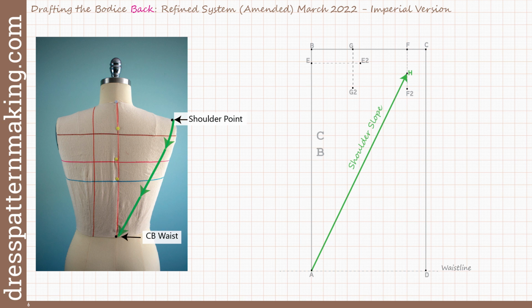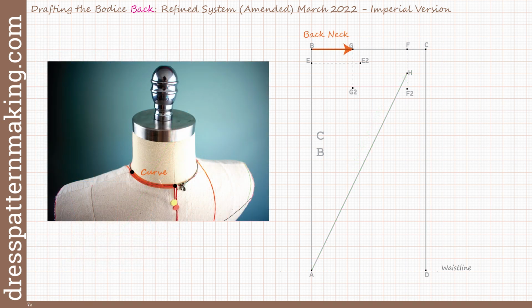Now, a few slides back, we marked the back neck measurement from B to G. Now, the issue is that we've taken the measurement of a curve, and if you look at DD on the left, the curve is from the centre back neck to the high neck point, and we're plotting it on the block as a straight line. So let's look at the next slide to see what the problem may be for some people.